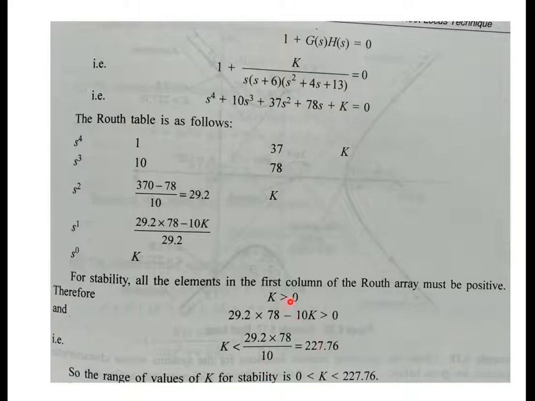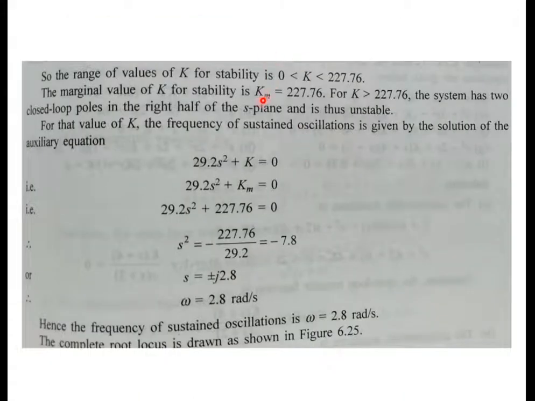So here the range of values of k for the system to be stable will come as k less than 227.76 and k greater than 0. So the critical value or the marginal value of k, we will say it as 227.76. That is the marginal value of k for stability of the system. So for k greater than 227.76, the system has poles in the right half, thereby making the system unstable.